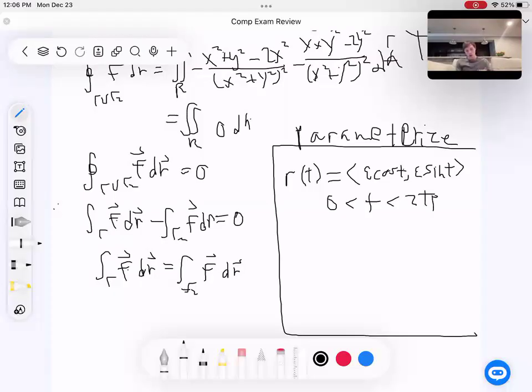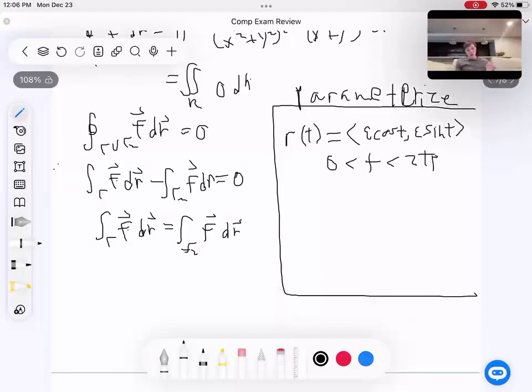And then because we're going to need to find r prime of t, what is that going to be? Well, the derivative of cosine is just negative sine. That is going to be negative epsilon sine t. And the derivative of sine is just cosine. Oh, and don't forget our epsilons: epsilon cosine t. And of course, the dt is going to be on there. That is r prime of t.